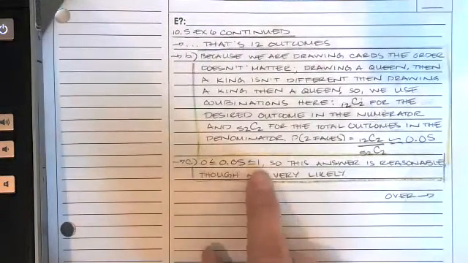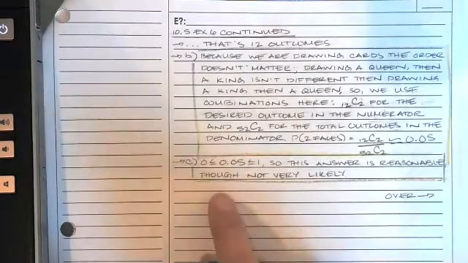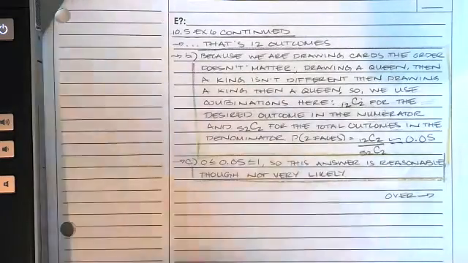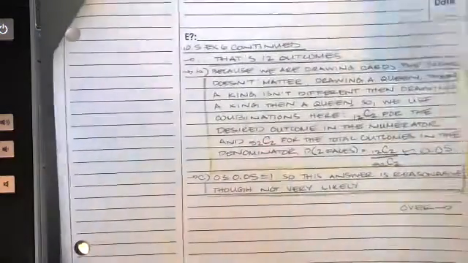So checking our answer, yeah, this answer seems totally reasonable, because it does not seem like it would be very likely that if you have a deck of 52 cards, the first 2 you choose would both be face cards.